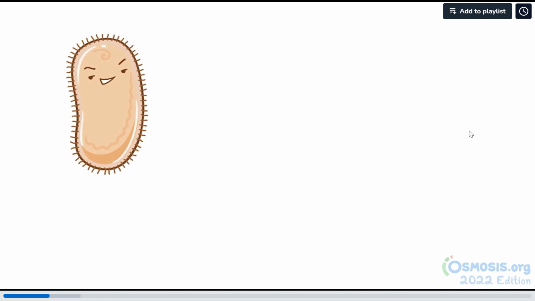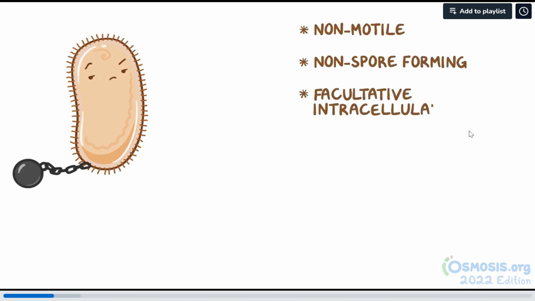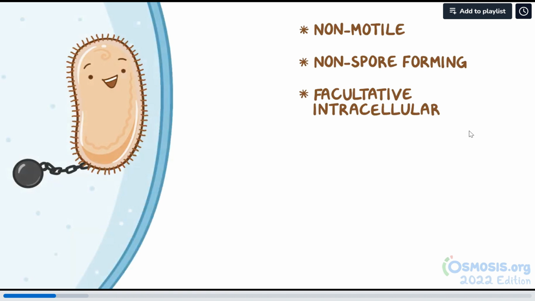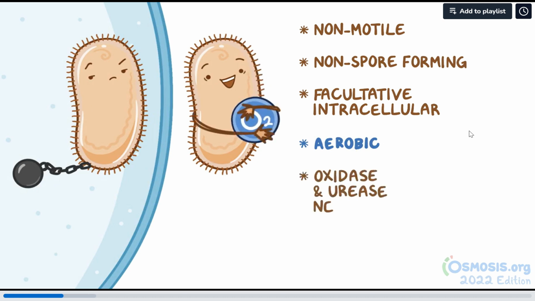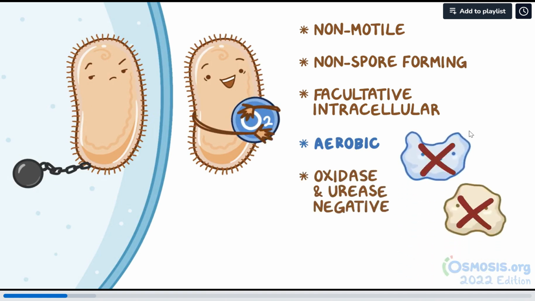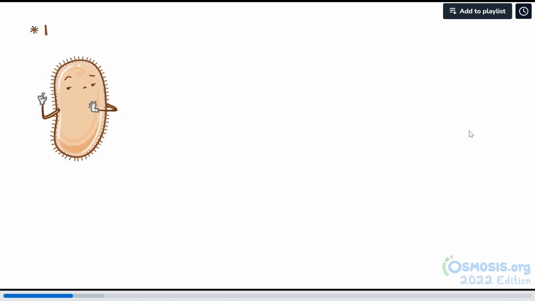Alright, now Francisella tularensis is non-motile, non-spore-forming, facultative intracellular, which means it can survive both outside and inside the cell, and aerobic, which means it can survive only in the presence of oxygen. Also, it's oxidase and urease negative, which means it does not produce these enzymes. Finally, Francisella tularensis is a fastidious bacteria, which requires enriched medium for growth.